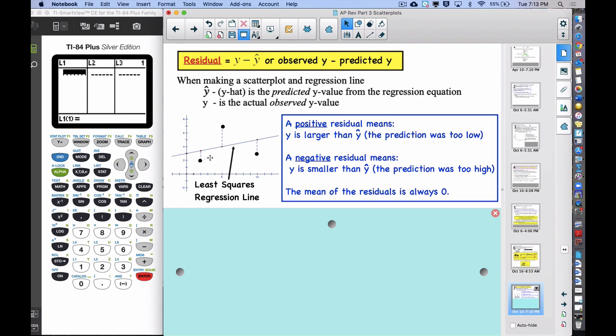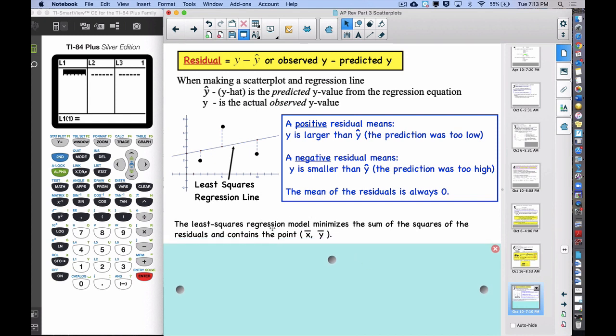When you do one of these least squares regression lines, when we run StatCalc8 on our calculator and get that equation, the mean of all of the residuals that are created from all of your points is always 0. That's a fact that's always true for this kind of a regression line.